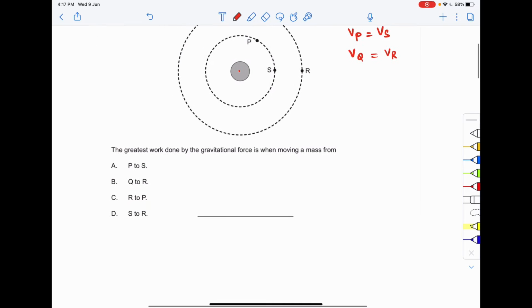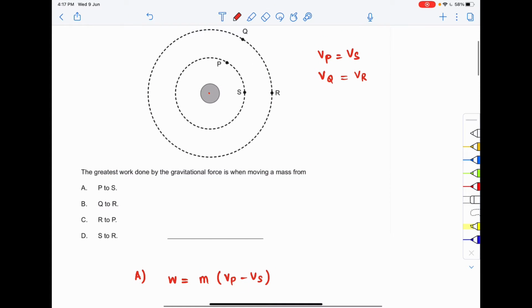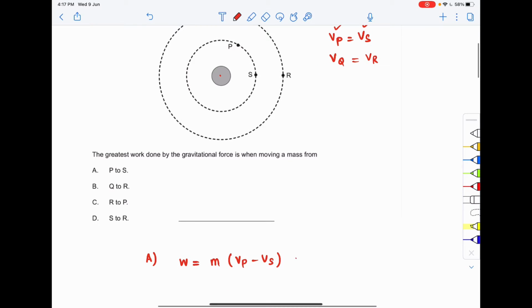So explore option number A. What is the work done in transporting a mass from the point P to the point S? This is equal to mass into potential of the point P minus potential of the point S. Okay, so from here we know that the potential of the point P is equal to the potential of the point S, so it's equal to 0.